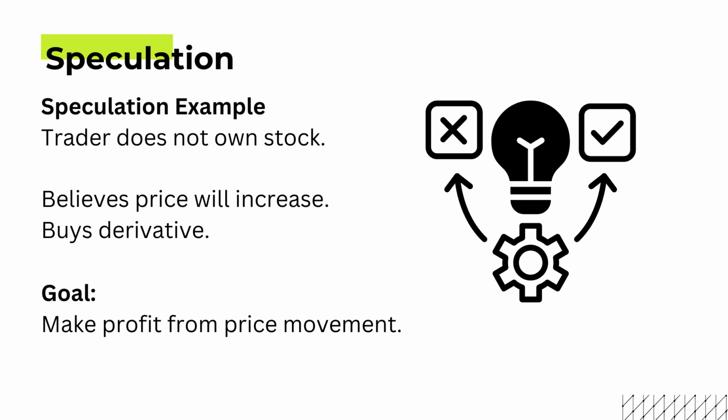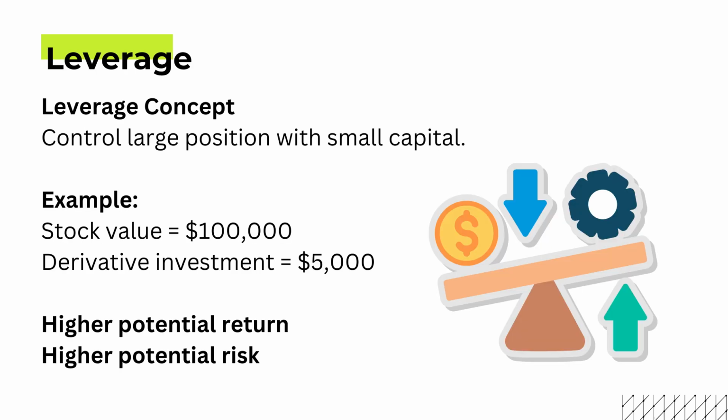Speculation. Speculation means taking risk to make profit. Example, a trader does not own stock, but believes price will increase. So he buys a derivative. Higher risk, higher potential return. Leverage. Leverage means controlling large investment with small money. Instead of buying stock worth $100,000, a derivative may require only $5,000. This increases potential return, but also increases risk.